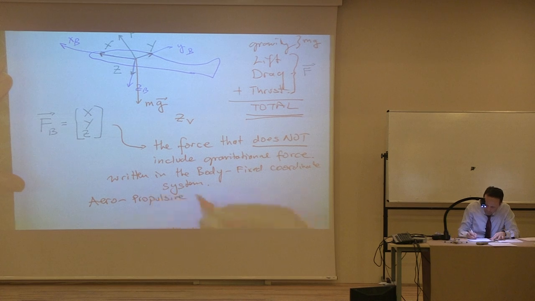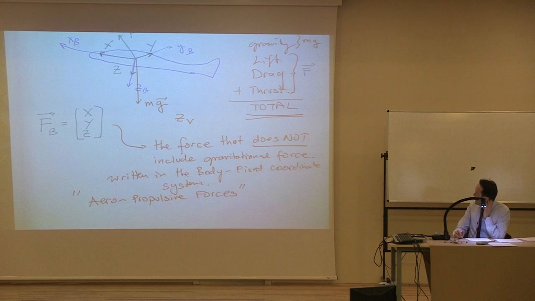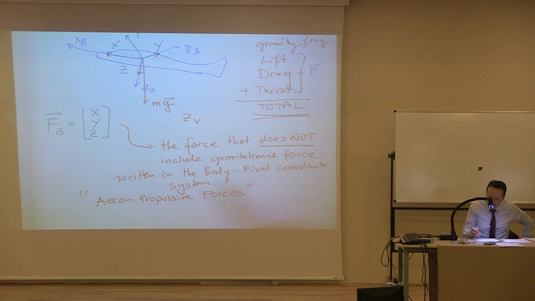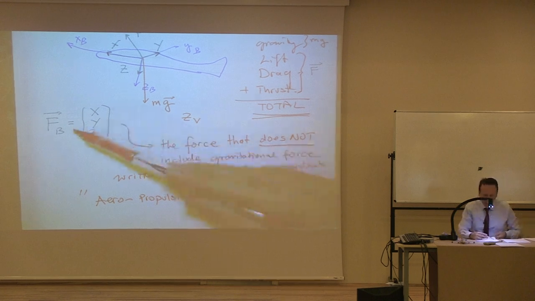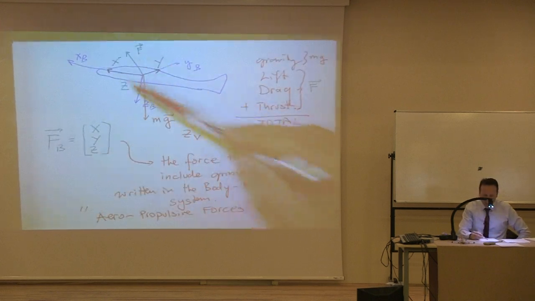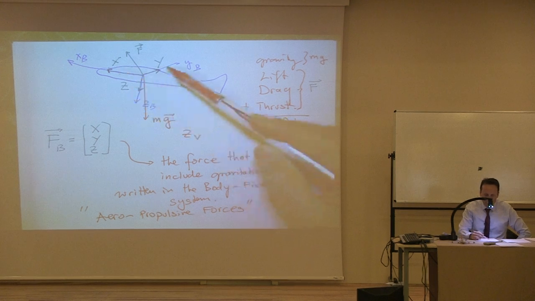Propulsive forces, because it includes lift, drag, and thrust. Lift and drag is in the aero part, and thrust is in the propulsive part. So it is aerodynamic and propulsive forces, X, Y, and Z. If you add them together, it is one big force, and the big force might be in this direction. But if you decompose it in the body axis system, we call it X, Y, and Z.